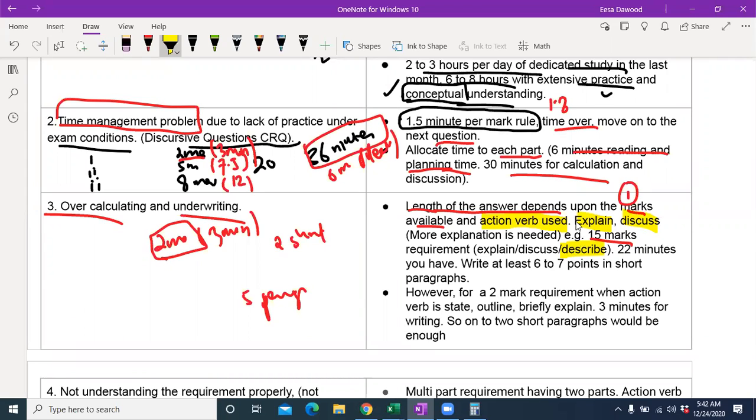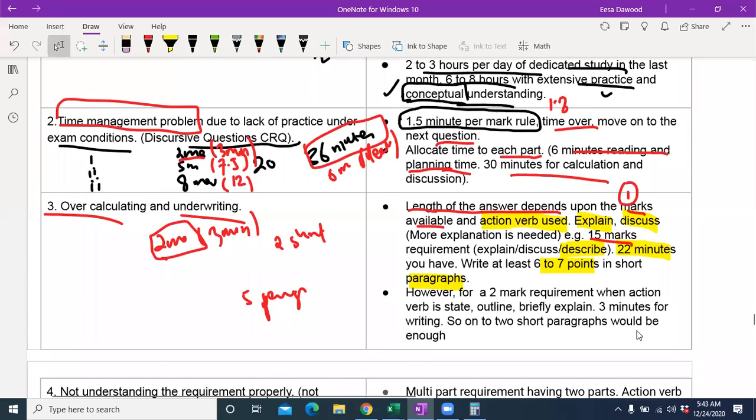So depending upon the marks available and also the time available and the action verb used, you need to know how much you need to write. Like for example, 15 marks, you have 22 minutes for that. So at least write 6 to 7 points in short paragraphs. At least write that much of the answer. But within the time frame, when the time is over, please move on to the next question.